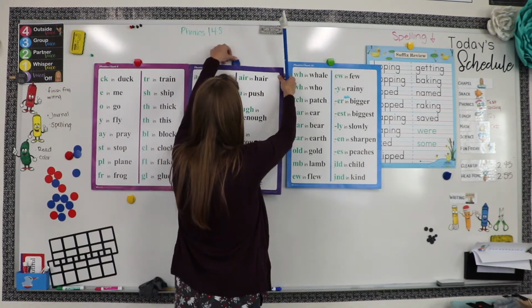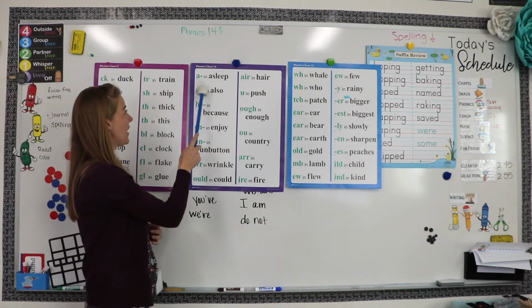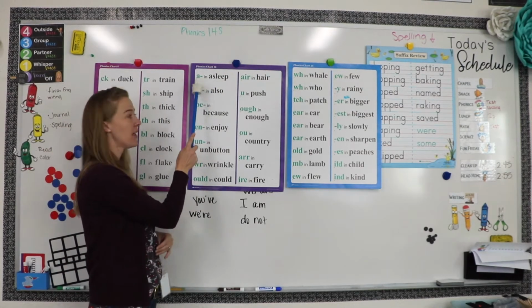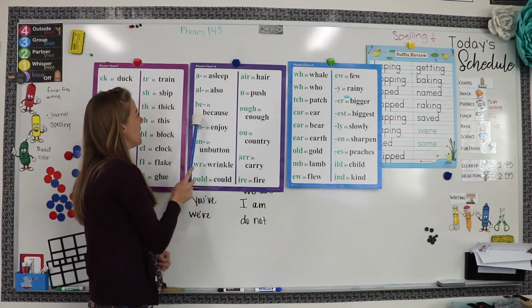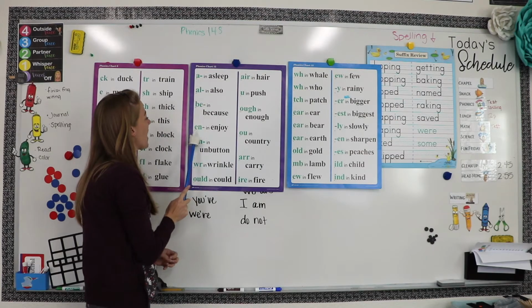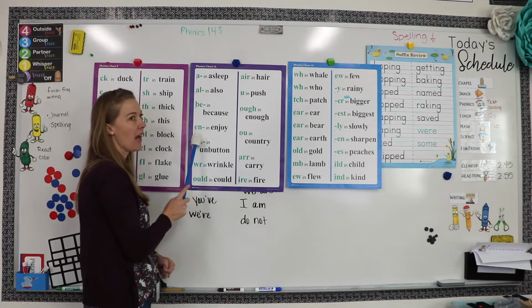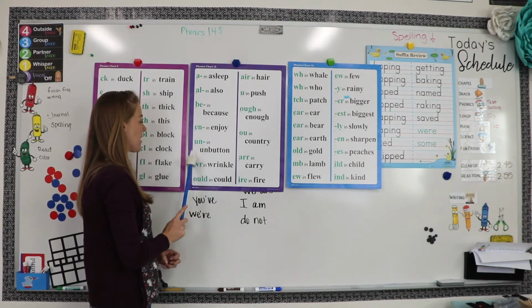Okay, chart number 12. In asleep, A says uh. All in also, AL says all. B in because, BE says be. N in enjoy, EN says en. Un in unbutton, UN says un.